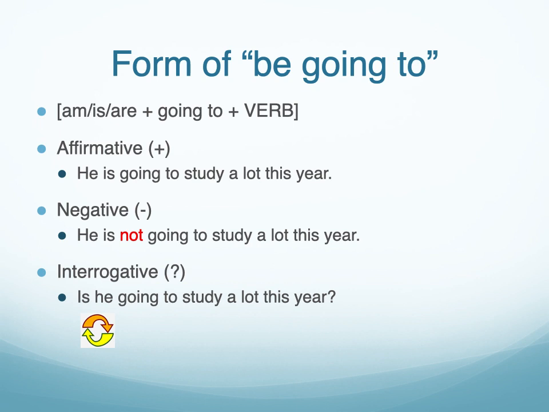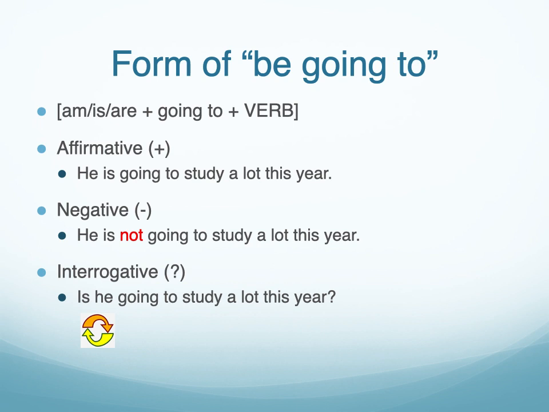So if we look at this first example in the affirmative, or the positive, it says he is our subject, third person singular, right? So our verb to be is going to become is. He is, and then we just plug in going to. He is going to, and the verb in this case is study. So we keep study in the infinitive. He is going to study a lot this year. So that's how you would do the affirmative.